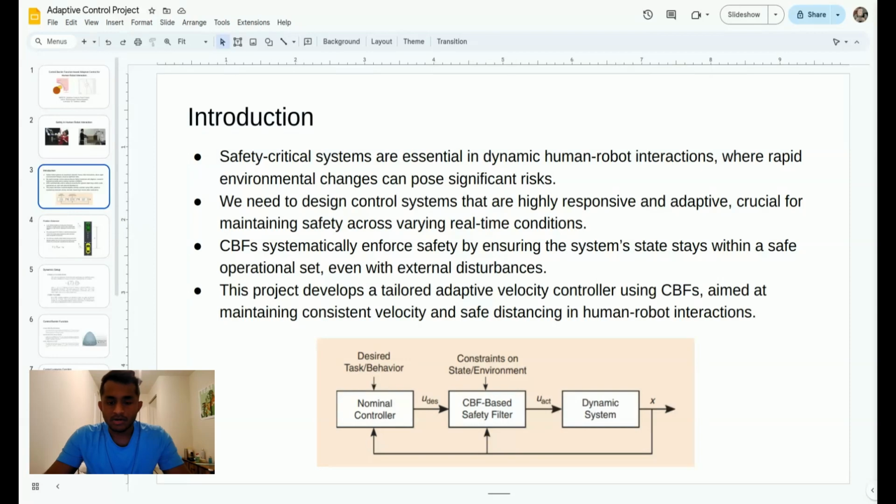This project focuses on developing an adaptive velocity controller using control barrier functions tailored for human robot interaction, in which we accommodate the specific challenge of maintaining a constant velocity while keeping a safe distance from the lead human vehicle. In our controller, you could see that the desired task or behavior is being fed into the nominal controller, which is then passed to a CBF based safety filter, which takes in the constraints and then gives out the control input, which acts on the dynamic system.